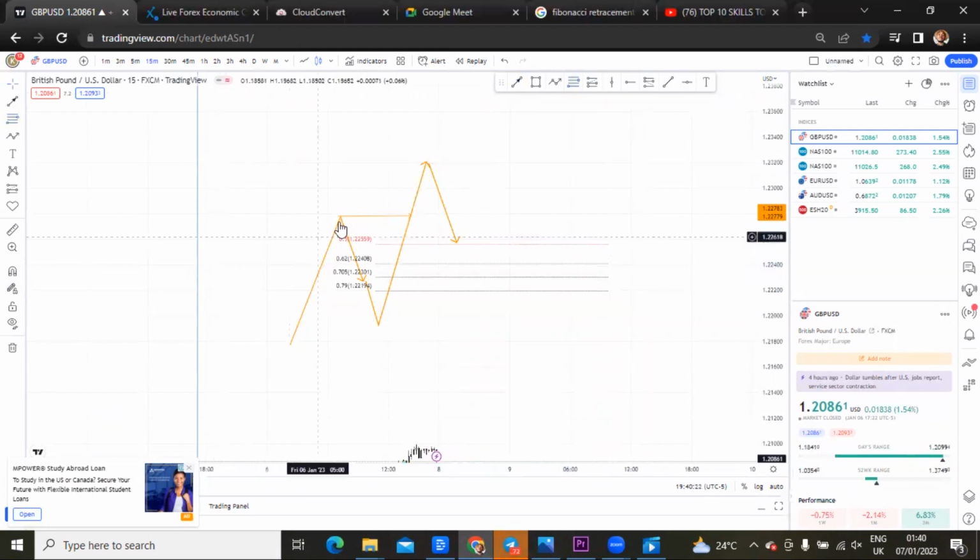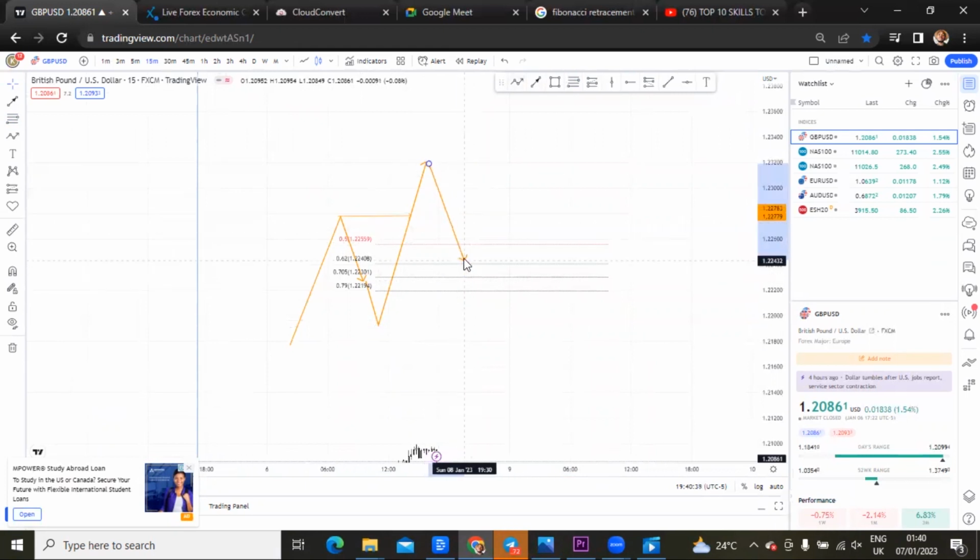Okay, this first swing has been completed. Since it has broken this high, we have to draw a new one from this low to this high. Okay, from this low to this high. And when it comes to the red line, we're looking for buys again, or below the red line.